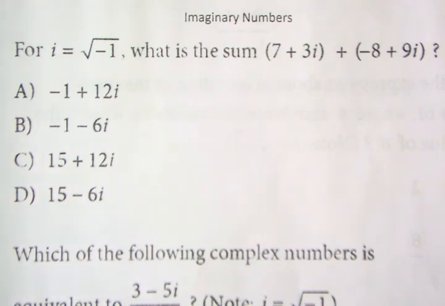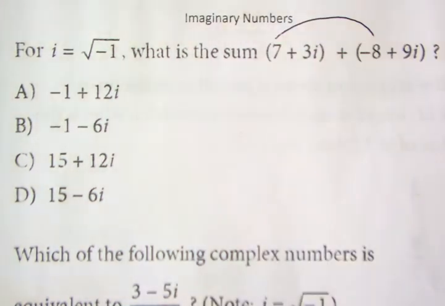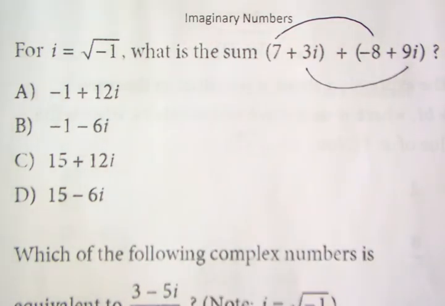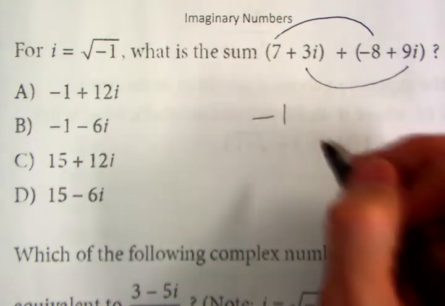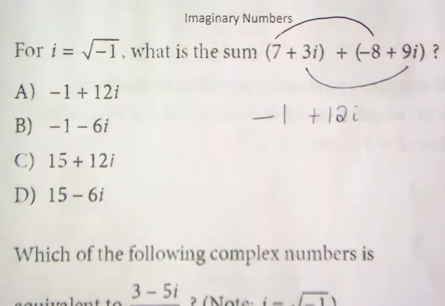Imaginary numbers, the first problem. They tell us that i is equal to the square root of negative 1, which is true, but it's pretty irrelevant to this problem. All we have to do is combine like terms. 7 and negative 8 are both numbers or constants, where the 3i and the 9i are both i. We combine these. 7 minus 8 gives us negative 1, and 3i plus 9i gives us 12i.